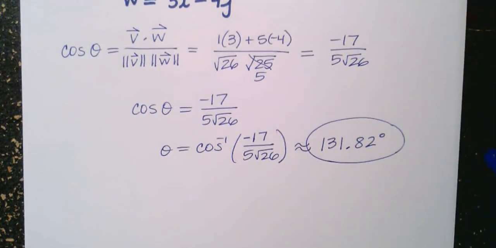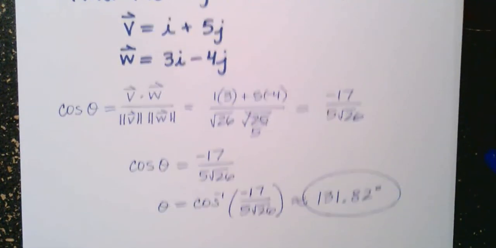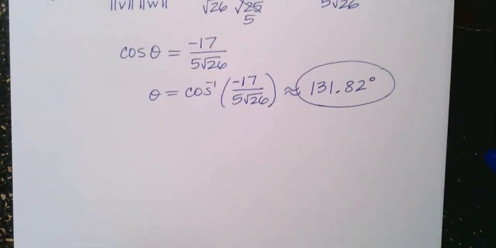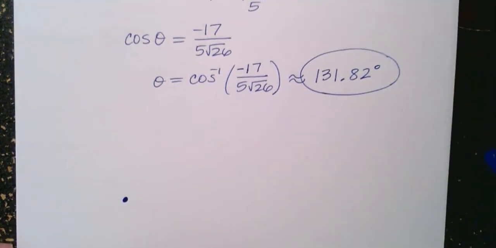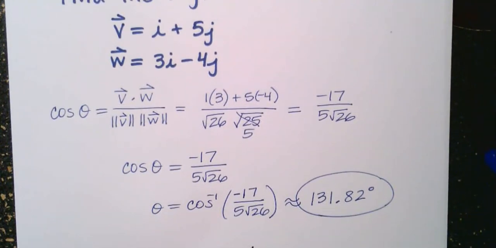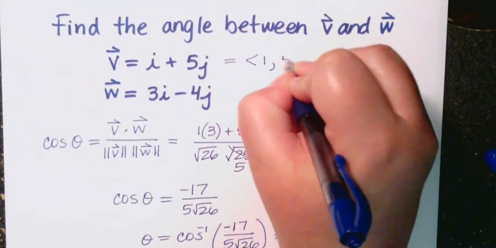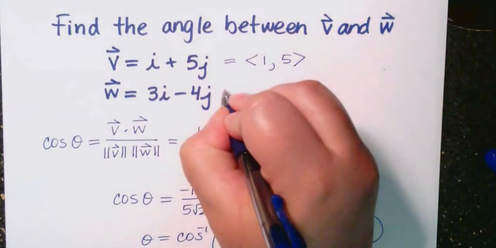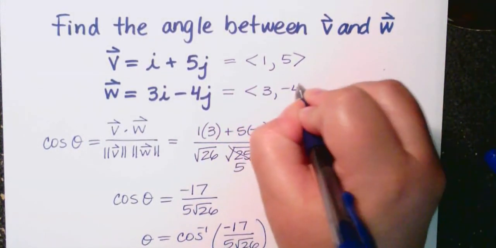So let's look at these two vectors visually, and see what it is we are finding here. Okay, the angle between them kind of implies that the two of them are tethered together at their initial point. So for instance, V, remember it was 1i plus 5j. Let's look at that in component form. That's like saying 1 to the right and 5 up. And this one is 3i minus 4j, which is like 3 to the right and 4 down.